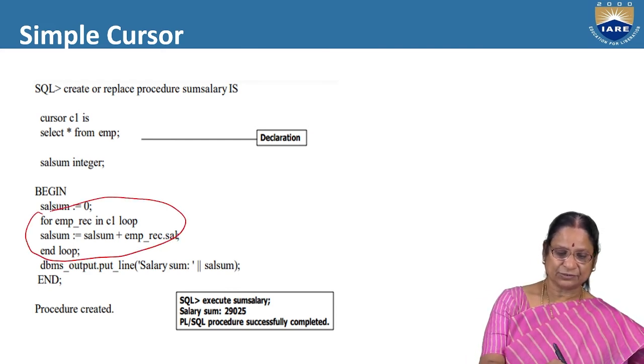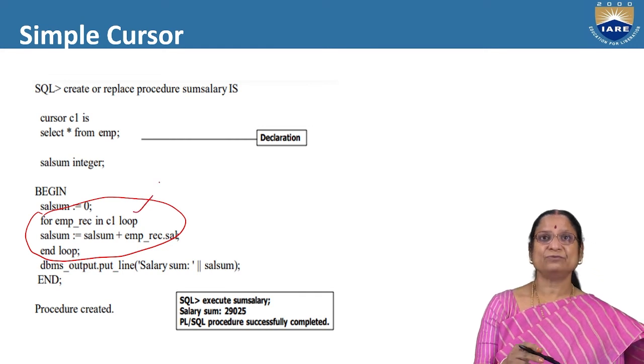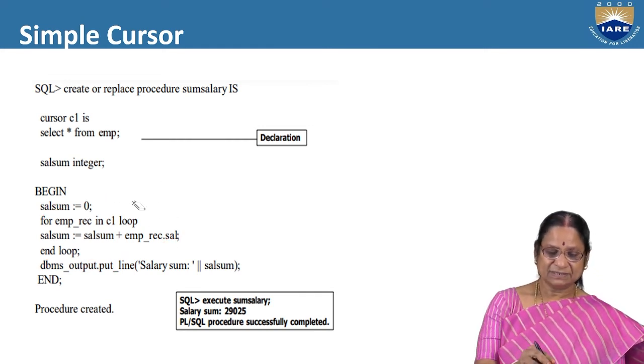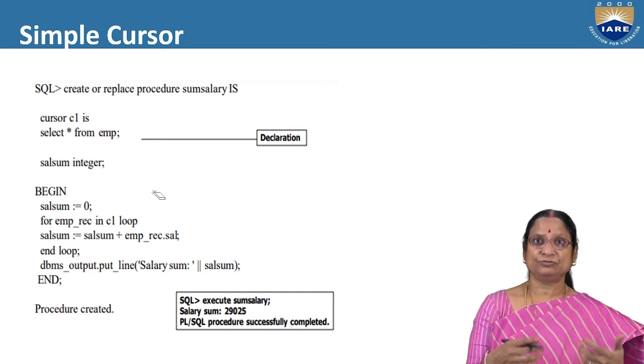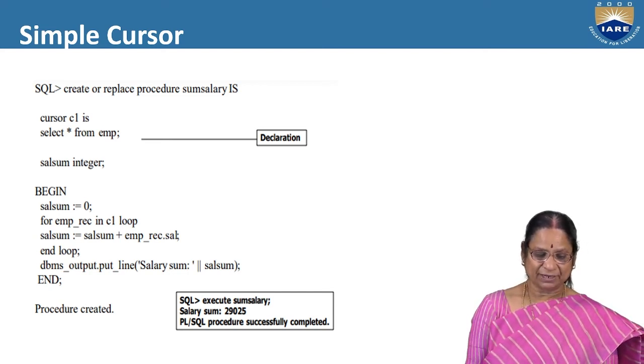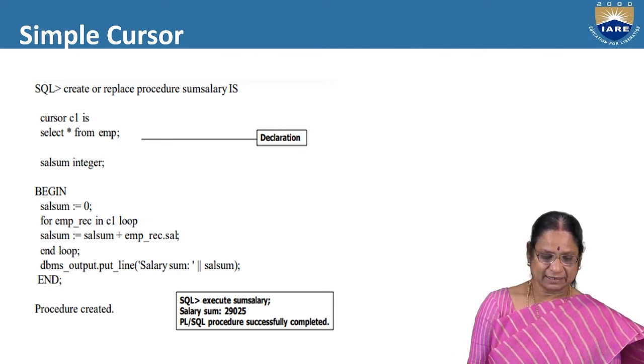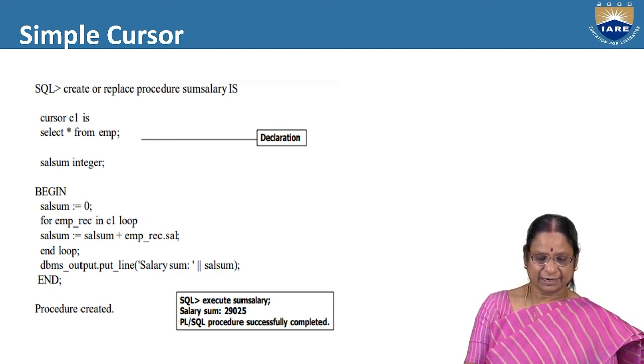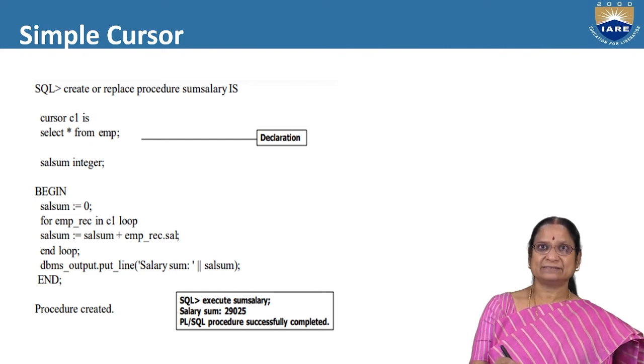This process is executed as long as the data is there in your C1. That means if 10 records are there, 10 times; 20 records are there, 20 times, etc. After completion of the loop, I am printing the sum of the salaries, and the procedure is going to be created and we will execute it like this.